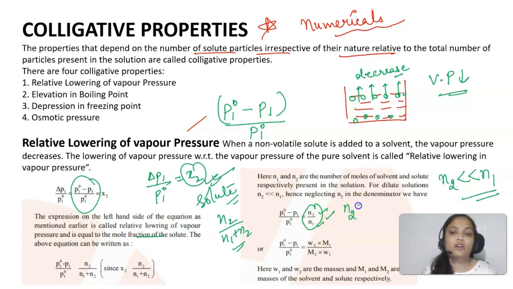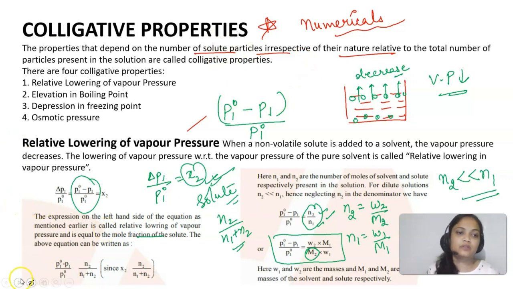So you know the formula for number of moles of solute will be given weight of solute upon molar mass of solute, and same goes with N1, weight of solvent upon molar mass of solvent. So from here this is the formula you will get. From here you can find out the molar mass of solute as well. So usually in numerical problems we get to know about the molar mass of the solute and solvent, so we can calculate that. So that is relative lowering of vapor pressure.